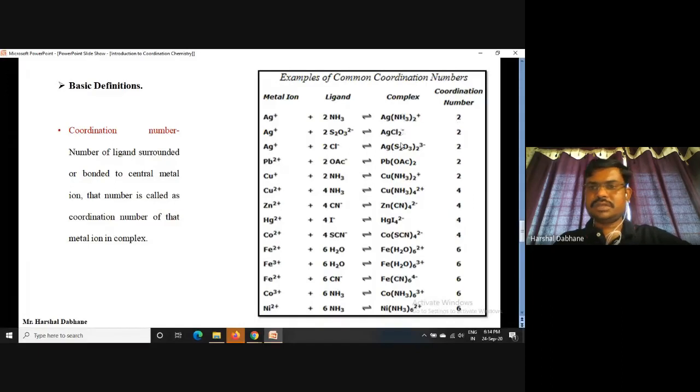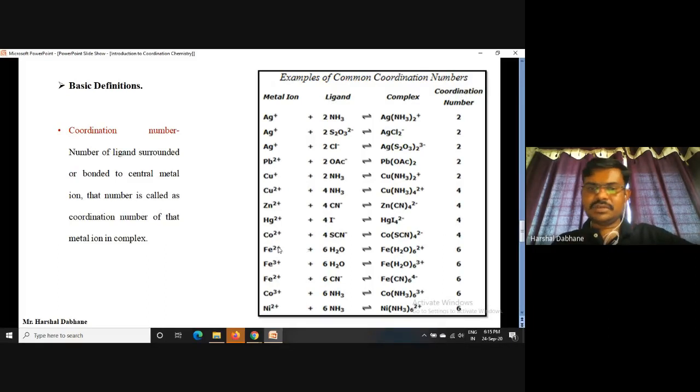Okay, conversely when we talk about this one, here is zinc which is present in the dipositive state, and it reacts with four CN, that is cyanide. Okay, cyano. So here we get tetracyano zinc. Here this zinc is attached to the four cyanides. So that's why the coordination number of zinc is nothing but said to be 4.